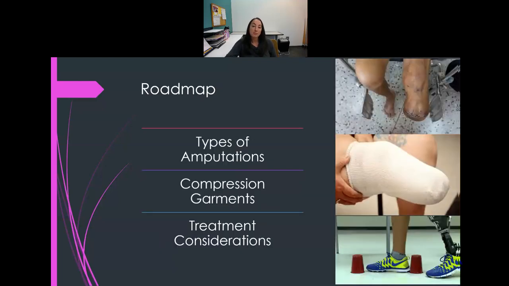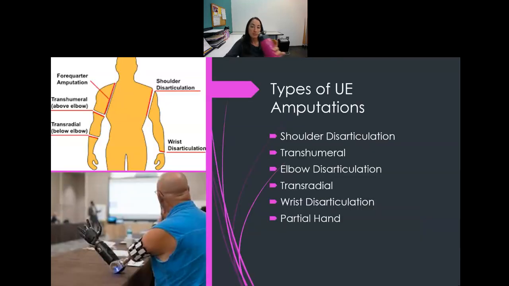Things we're going to talk about in this lecture. We'll talk about types of amputations, compression garments, and then different treatment considerations. We're going to start with the upper extremity.